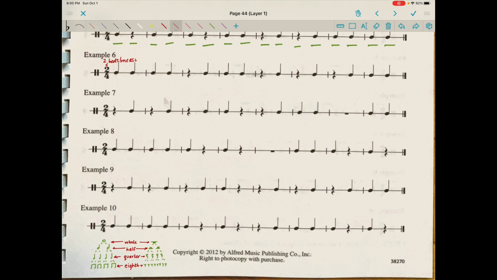The bottom number tells us what kind of note value gets a beat. So we could think of it as the denominator of a fraction. And in this case, it tells us that a quarter note is going to be our beat or pulse note. Looking down here at our note and rest value pyramid, we can know that quarter notes will now be given 1 beat, eighth notes will be half a beat each, half notes will be 2 beats, and whole notes and whole rests will be 4 beats.